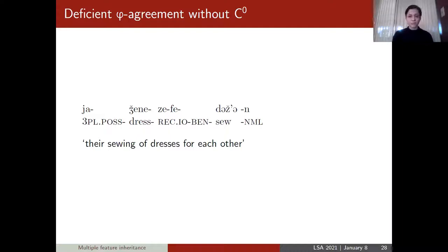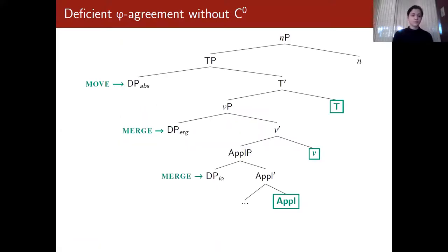I have a nominalized form of this, the exact same verb as we saw in the previous example. So they're sewing of dresses for each other. In this case, crucially, I wanted to include an example with some anaphor agreement so we can see how that can be accounted for within this kind of approach. So it has a reciprocal benefactive agreement morpheme in this case.